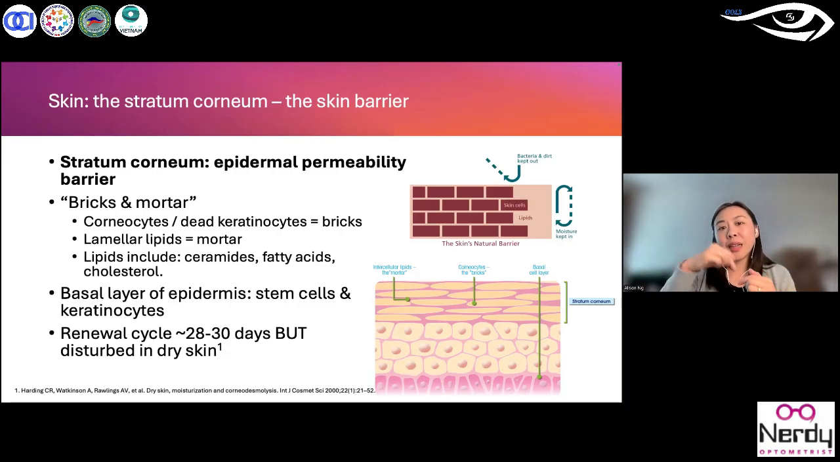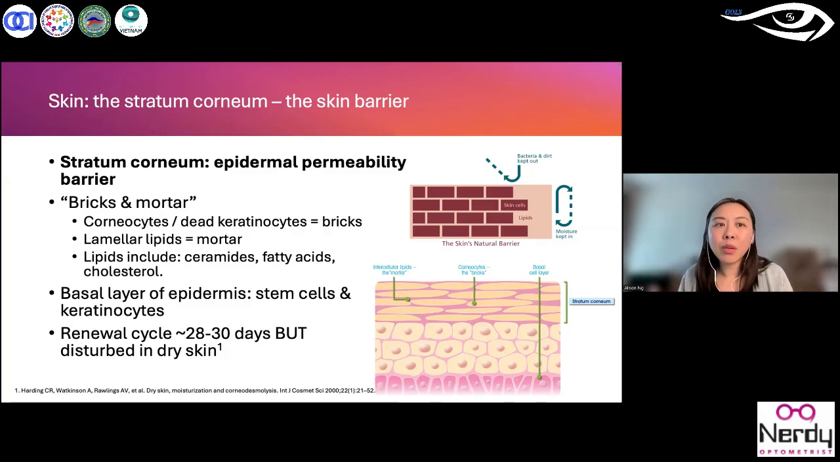Within each cell itself, you also have something called natural moisturizing factor. This natural moisturizing factor is made up of different things like amino acids, urea, and lactate. What it does is attract water into the corneocytes to help these cells retain their hydration. So this is really critical in terms of maintaining overall skin barrier health and the overall functionality of the skin barrier.